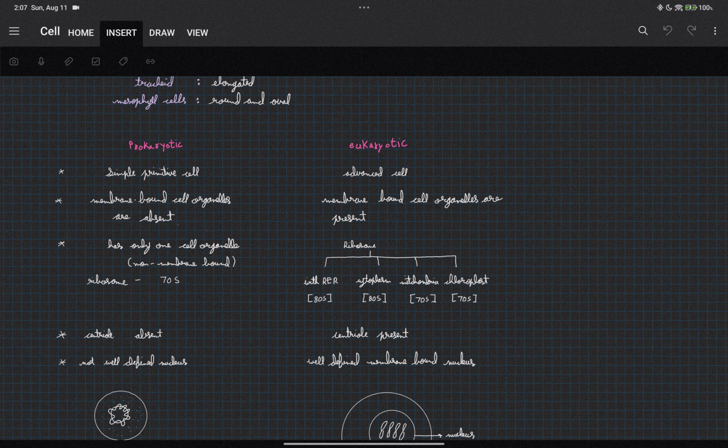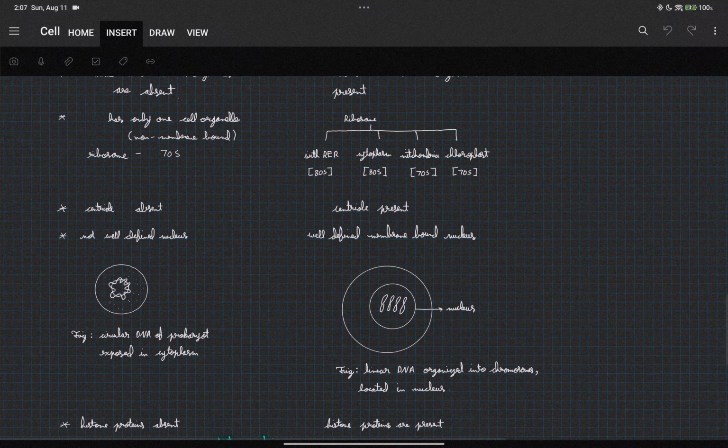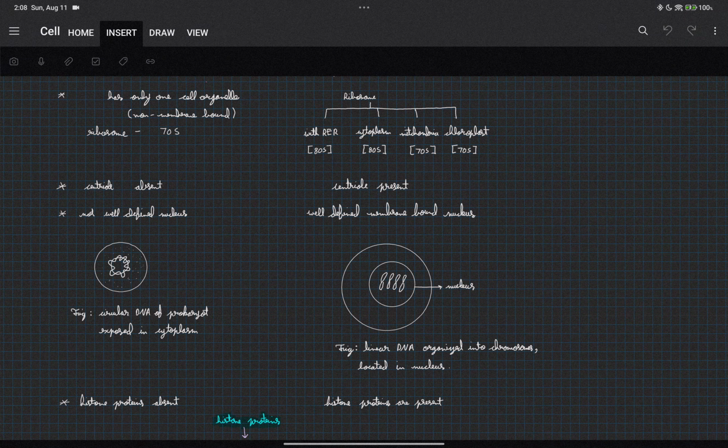In eukaryotes, which are advanced cells, membrane bound cell organelles are present. Ribosome is also present. Ribosome on rough endoplasmic reticulum is 80S. Ribosome in cytoplasm is 80S. In mitochondria it is 70S, and in chloroplast it is 70S. Centriole is present, and it has a well defined membrane bound nucleus.